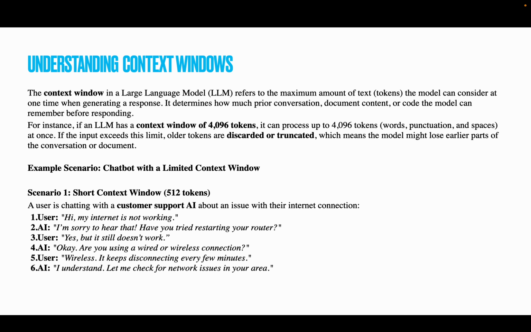So what is this context window? Let us start with understanding the context window. The context window in a large language model refers to the maximum amount of text or tokens the model can consider at one time when generating a response. It determines how much prior conversation, document content, or code the model can remember before responding. It is basically the capability of the model to remember the previous chats or previous document content, etc.